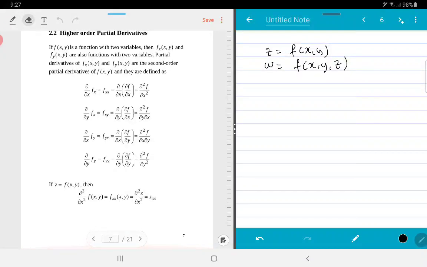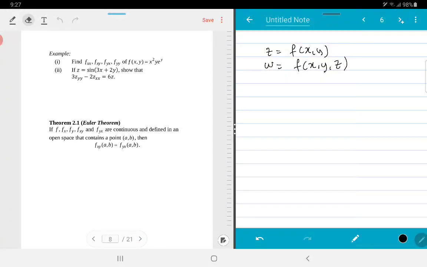Okay, and of course, you can also use z instead of f because z is equal to f of x, y. So you can use f or you can use z, because they represent the same function. Okay, now let's look at example.